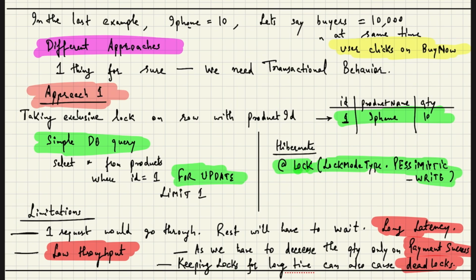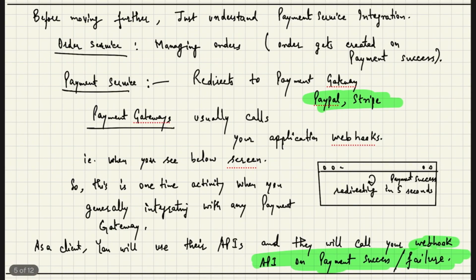Now we are discussing more approaches for sure, but let's move further to discuss other things as well. Before moving further, because this is also very important, I'll explain in the later section where it would come into the picture. But before that, just understand the payment service integration. It could be a monolithic service or a microservice. If it is a monolithic service, you could have simple modules in an application.